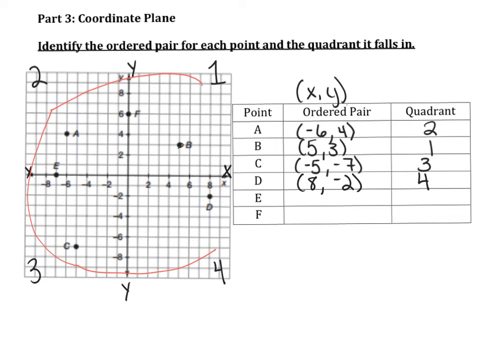Next we have E. E is right here on the x-axis. So it's at negative 7 on the x, but it doesn't move up or down, so that means it's at 0 on the y. So negative 7, 0, and we are going to say this is on the x-axis. It really doesn't fall in a quadrant. And then lastly, we have F, and F is right here. It's at 0 on the x, and it's up 6. So 0, 6, and this time we're going to say this one is on the y-axis.